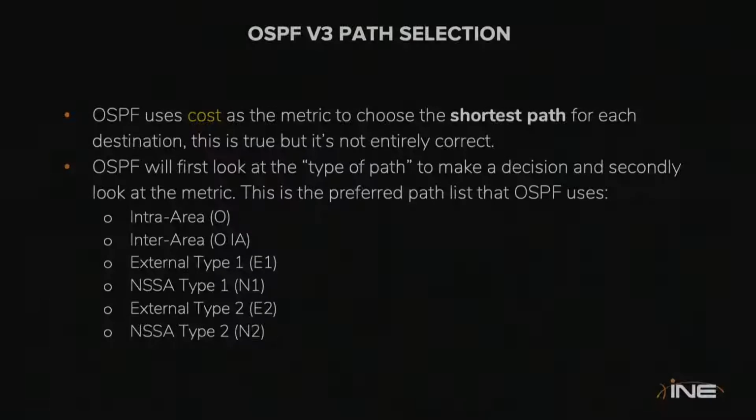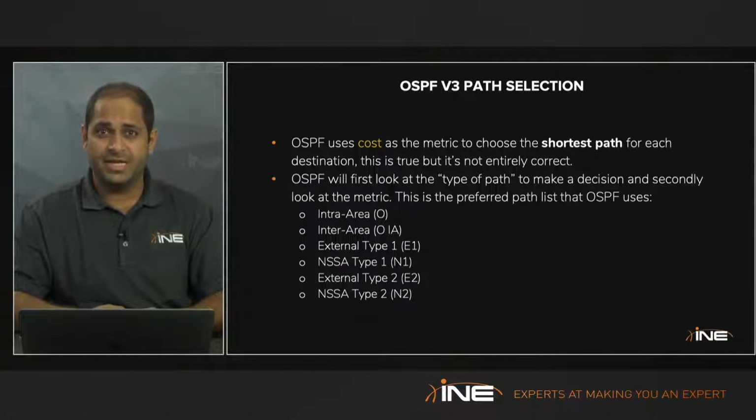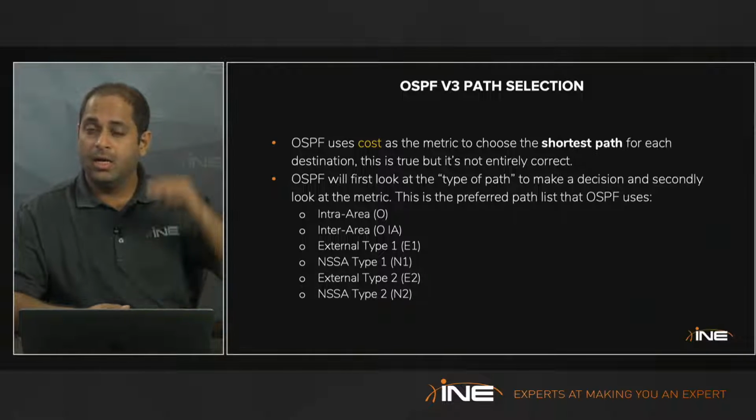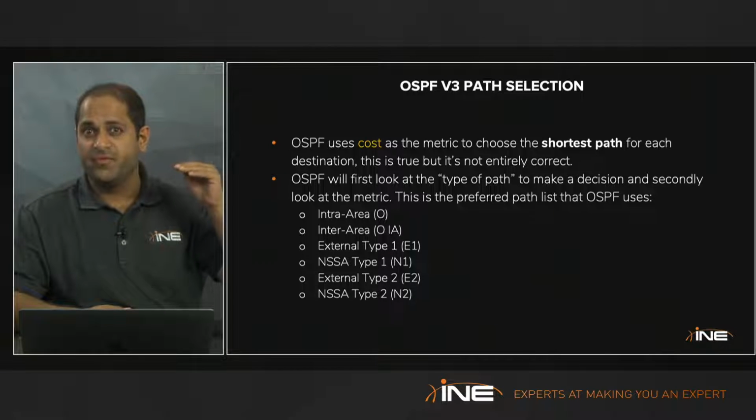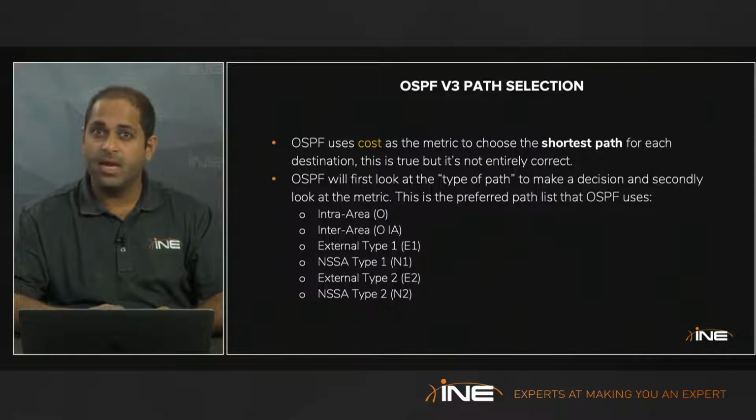Today in this course we will talk about OSPF version 3 path selection. OSPF version 3 is not different from OSPF version 2 as far as path selection is concerned. If you remember, path selection was based on prefix length first. If the prefix length is the same, it looks at administrative distance. If that is the same, it looks at path type and then the metric.